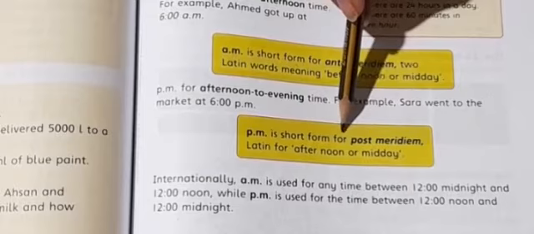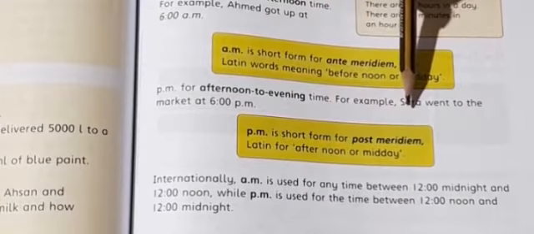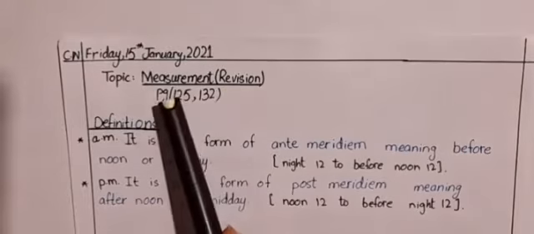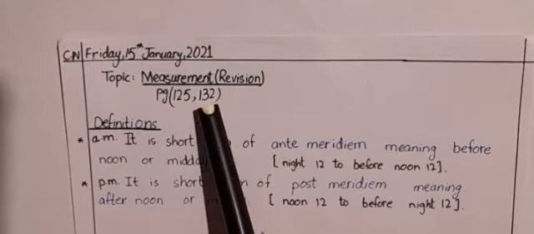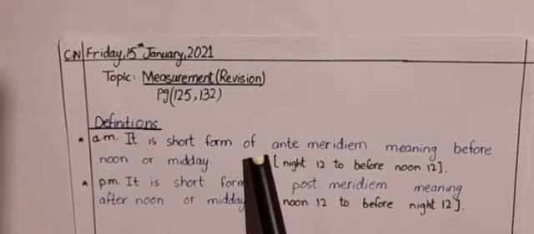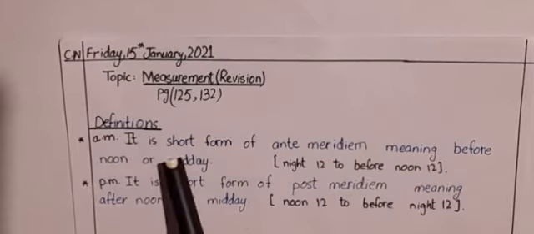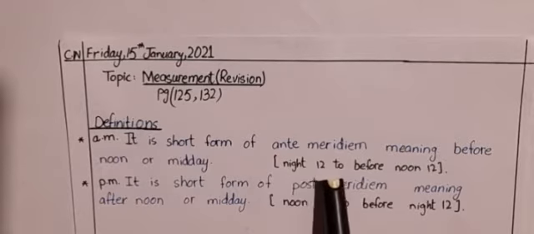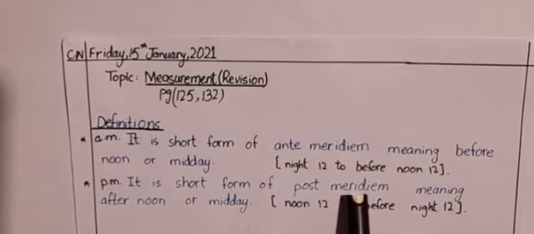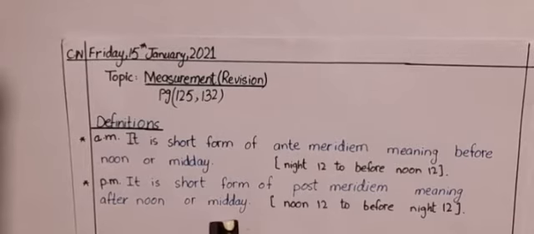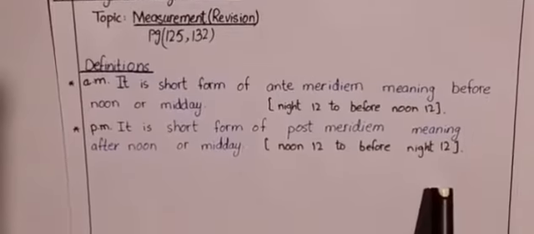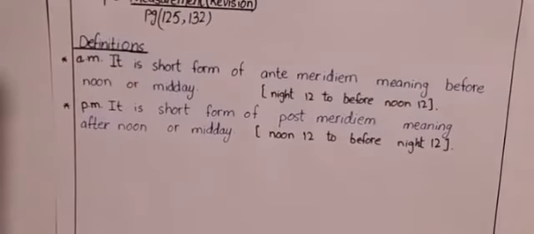Okay boys, now we have to write the definitions on our notebook. So please open your notebook. Write CW Friday 15 January 2021. Our topic is measurement. Revision. We are going to revise page number 125 and 132. There are the definitions that we have learned in our notebook. AM. It is the short form of anti-meridium meaning before noon or midday. Here I have written after night 12 to before noon 12. PM. It is also a short form of post-meridium meaning afternoon or midday. So boys, this time is from noon 12 to night 12. Okay, please write this definition.